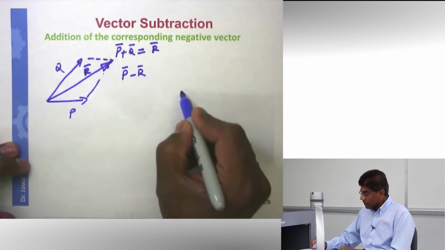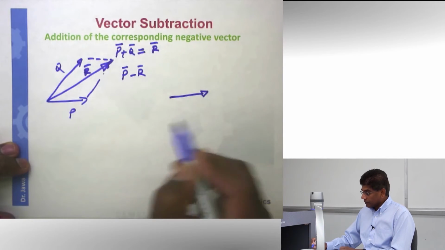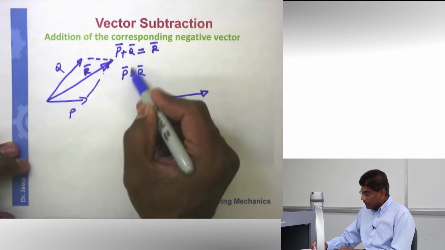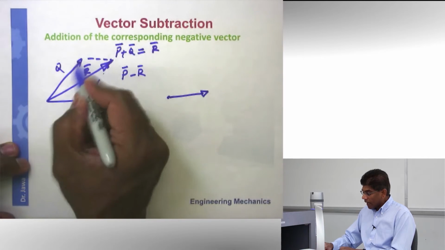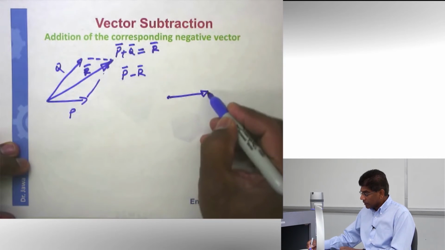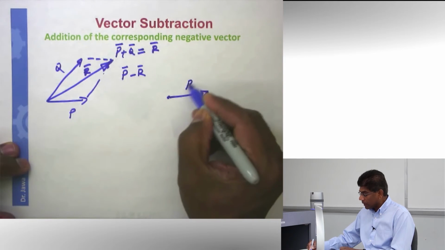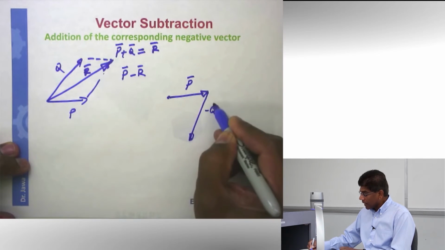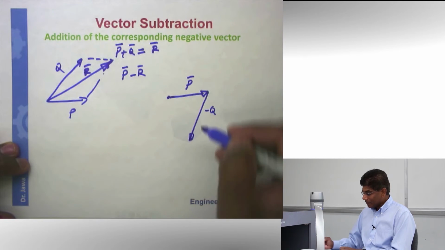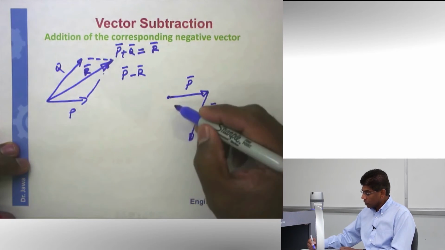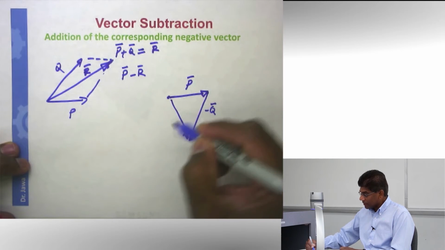Well, P is your first vector. It's right here. Remember, my Q vector originally is like this. Now I need to subtract. So all I have to do is reverse the direction. So instead of going this way, I'm going to come this way. This is my P now. This is my negative Q, because it is the negative direction. So P minus vector Q would give you your resultant.